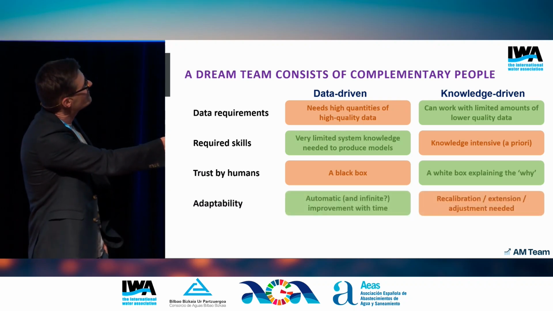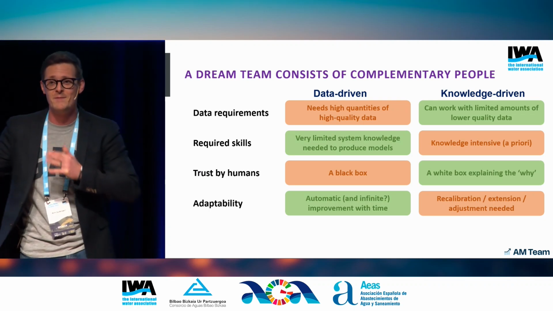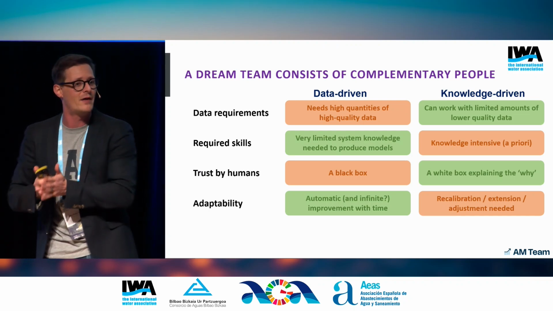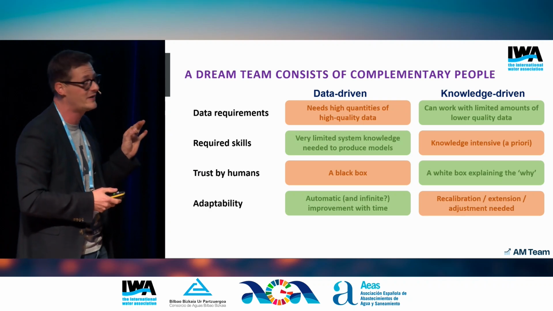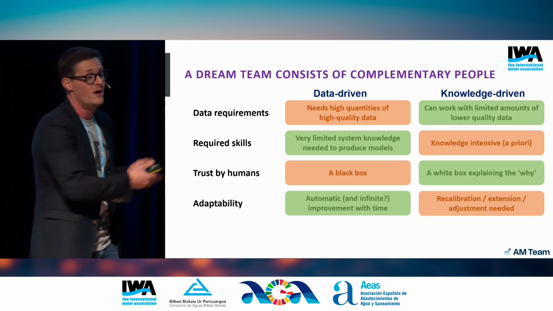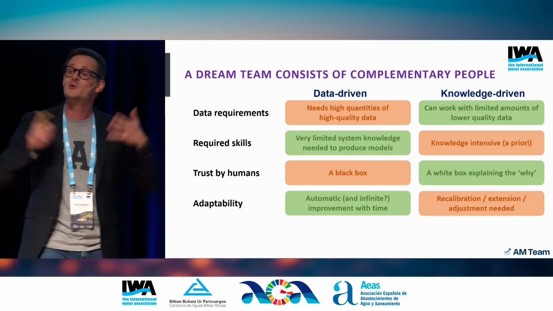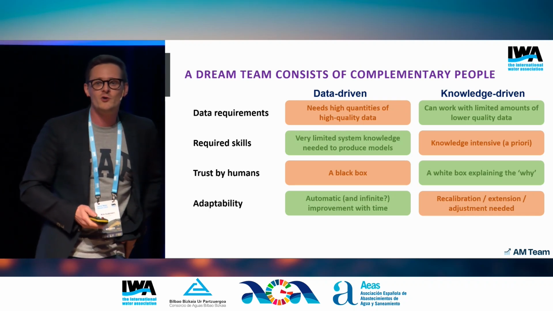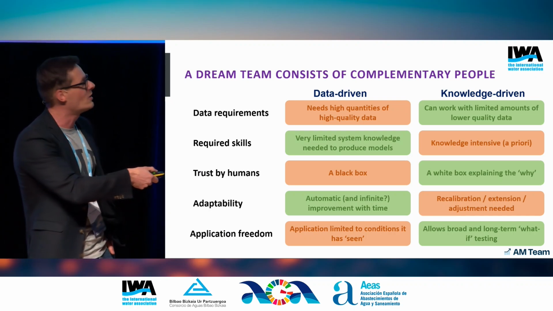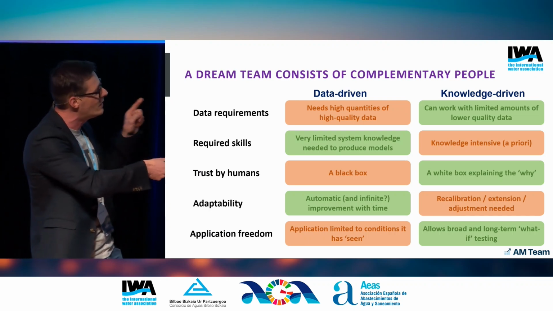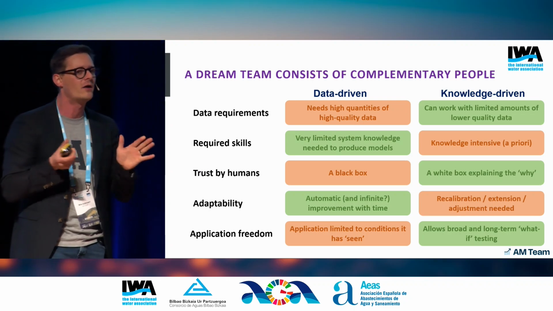Here, the adaptability of the model is automatic and maybe infinite. Give them more data, and they can become better and better and better, maybe forever. That's a very big benefit of data-driven models. While these ones, of course, a human needs to recalibrate them, needs to extend them, needs to adjust them in order to keep them in good shape. And when you look at the application freedom, well, these are mainly limited to the conditions the models have seen, even though you can argue that.